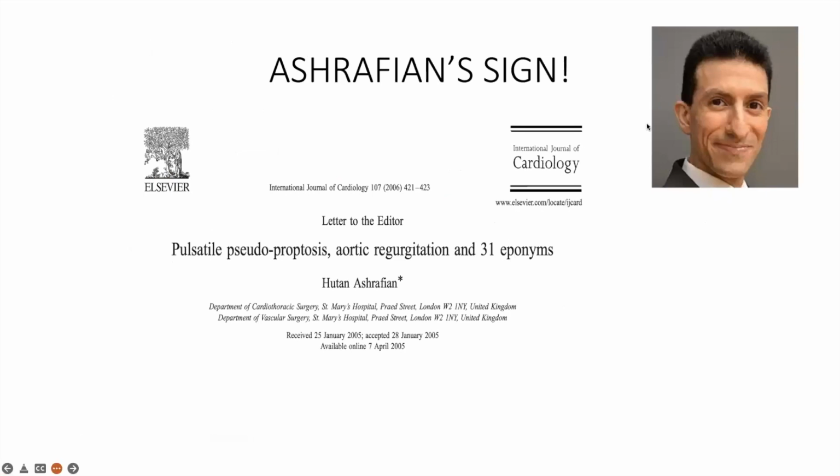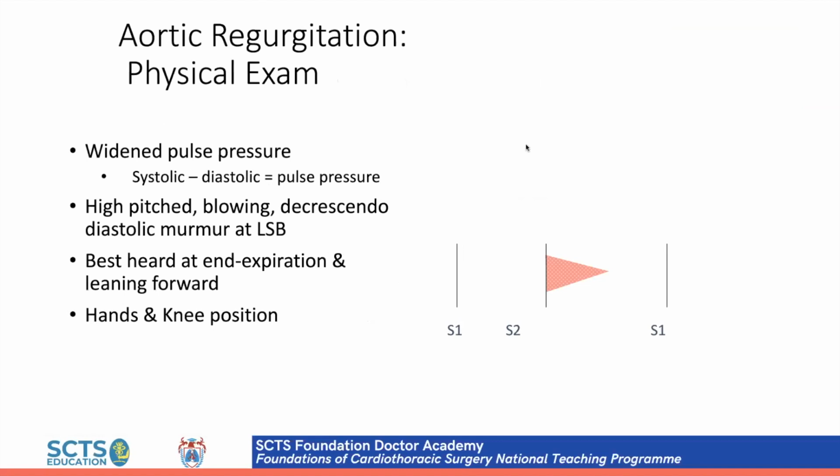I found this because Hutan Ashrafian was my SHO many years ago in 2005. He was an SHO at St. Mary's Hospital. A patient came in with very severe breathlessness. They found aortic regurgitation, and he found that they had pulsatile pseudoproptosis. The eyes were sticking out almost as if they had thyroid disease. When they looked at the thyroid function, it was normal, but the pulsation of the eye was related to the aortic regurgitation, and he described this phenomenon. The murmur that we get is often an early diastolic murmur, and that's often better heard when you sit the patient up in the forward position.